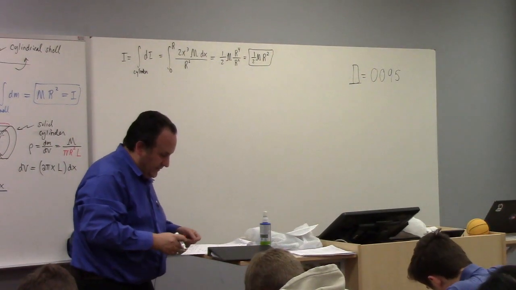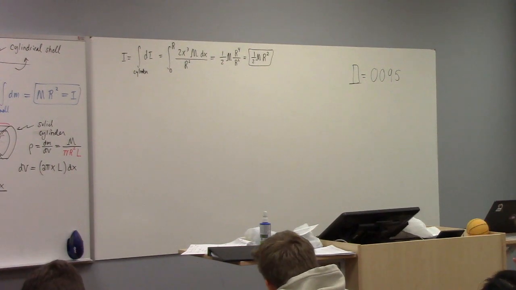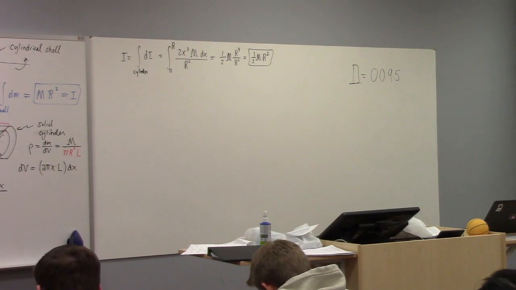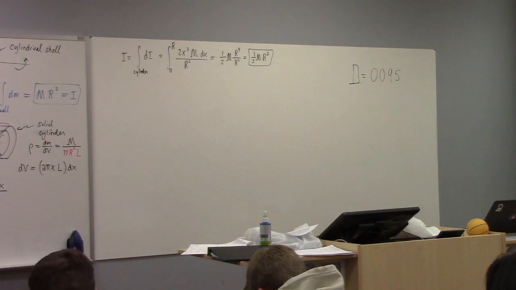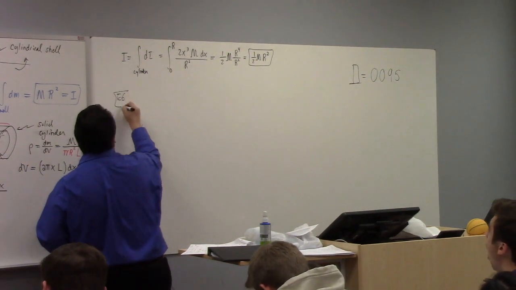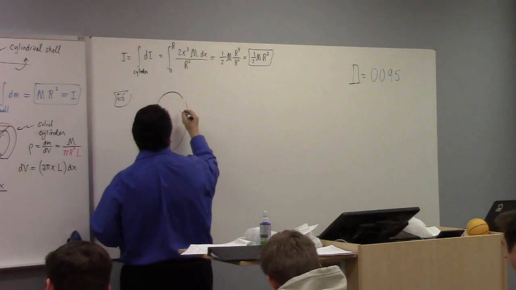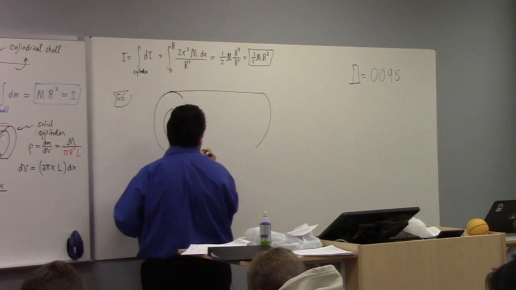Now, if you understand the setup for this, you could easily adapt this to figure out the moment of inertia for a thick shell, right? Example 6 is something like this. What if you have a shell where you've got some thickness like this?